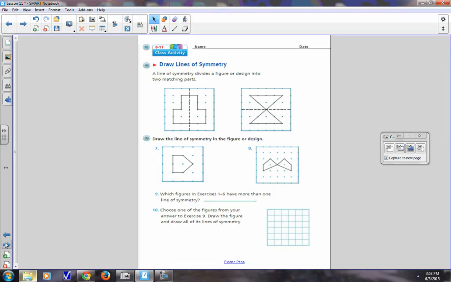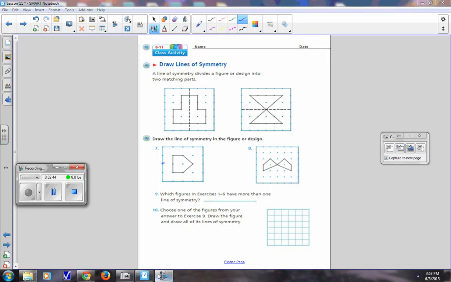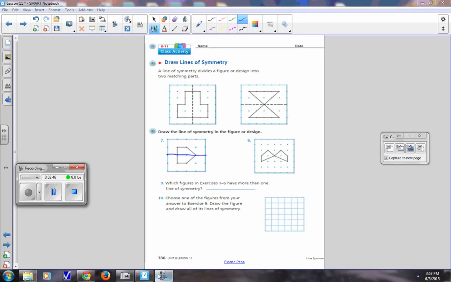So a line of symmetry divides a figure or design into two matching parts, as you can see on our graph paper here. Draw a line of symmetry in the figure or design. So look at the design. Where would the line of symmetry be? Where could we fold this in half to show where it would be exactly the same? So right through there, right? And here, I'm thinking like a butterfly. So your line of symmetry is going to be right here. If you fold this side on top of the other side, it's going to be exactly the same.